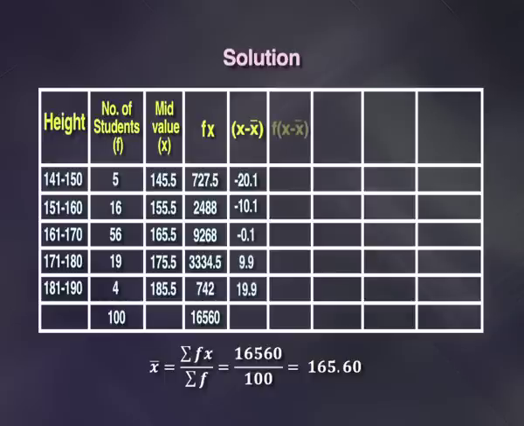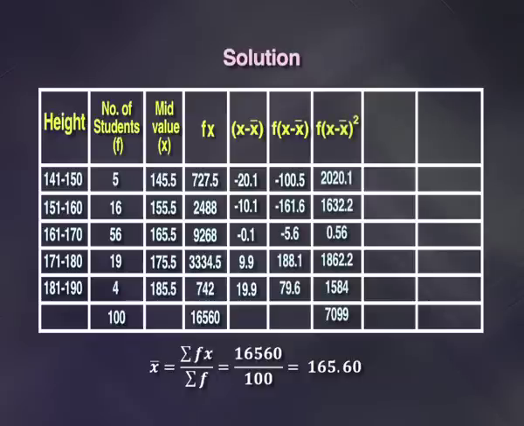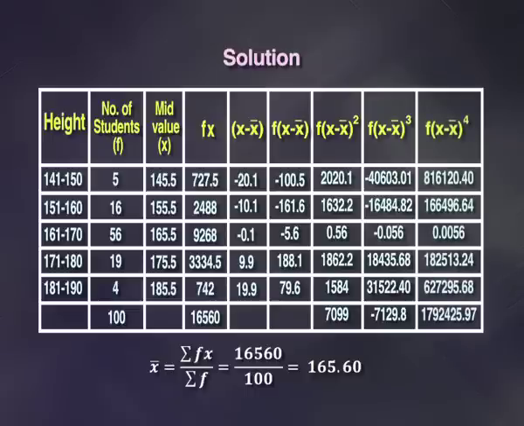The next column is F multiplied by X minus X bar. So, we can say it is nothing else but a frequency multiplied by the column X minus X bar. For the first class, the frequency is 5 and X minus X bar is minus 20.1. Multiplying 5 with minus 20.1, we will get it as minus 100.5 and so on, we can calculate for other classes also. Similarly, the columns like F multiplied by (X minus X bar) square, next column F multiplied by (X minus X bar) cube and last F multiplied by (X minus X bar) raised to 4 can be obtained. We will find out the total of each of these columns for finding out the central moments.